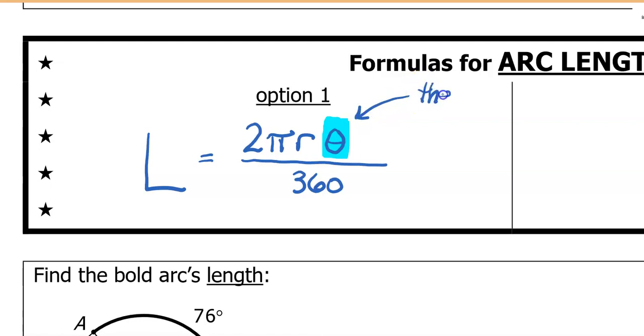It's a Greek letter. It's called theta. And it just means something that is measured in degrees, whether that's a central angle measured in degrees or an arc measure that we measure in degrees. So my formula here: length equals 2 pi times the radius times something measured in degrees divided by 360.